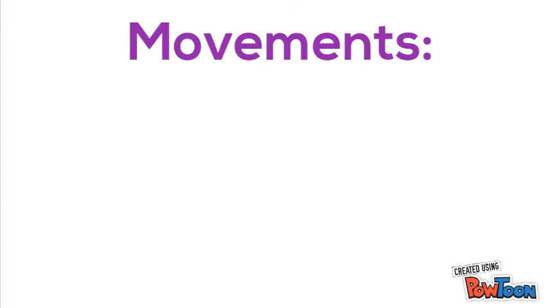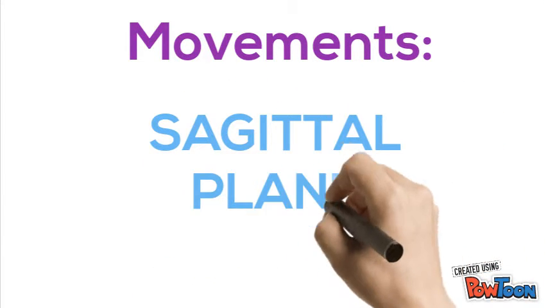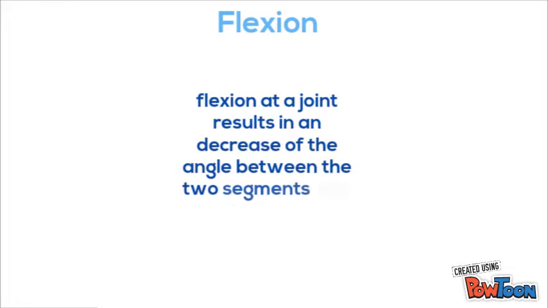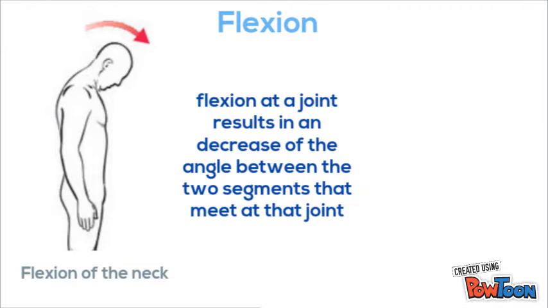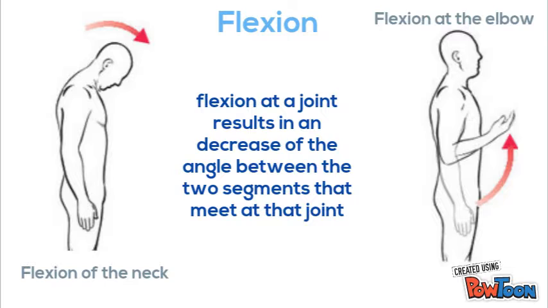Alright, now we're moving on to movements. First off, we will start with the sagittal plane. Flexion. Flexion is the result in a decrease of the angle between the two segments that meet at that joint. For example, flexion of the neck, or flexion at the elbow.